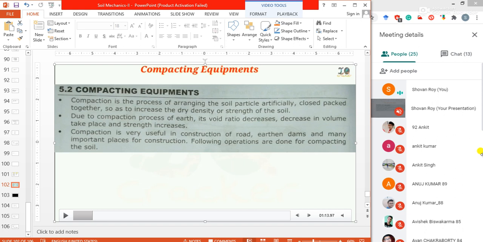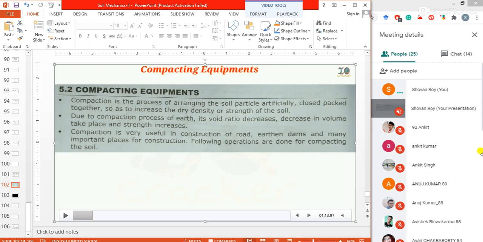Corresponding to these, the various compacting equipments can be grouped under three categories. The methods are rolling, ramming, and vibration, and corresponding to them we categorize the equipments as rollers, rammers, and vibrators. These are the types of equipments used for compaction.